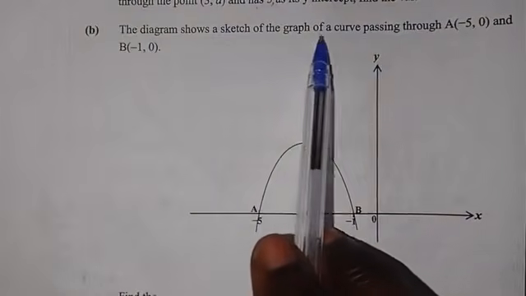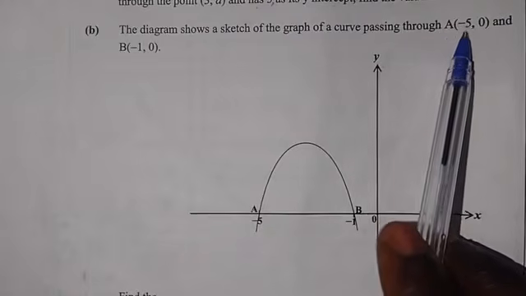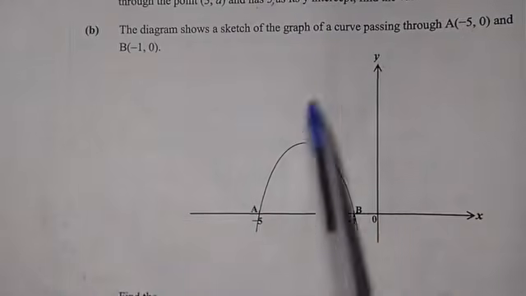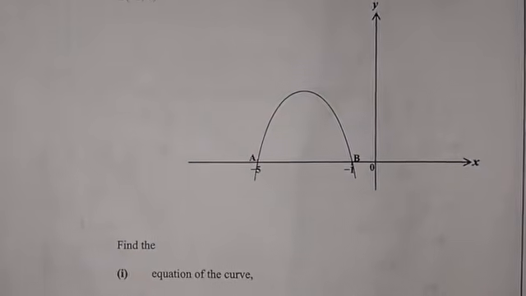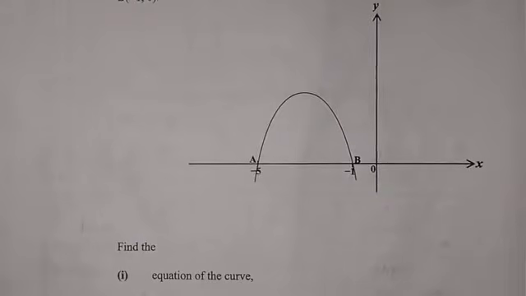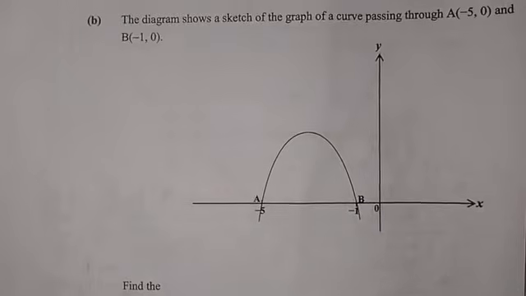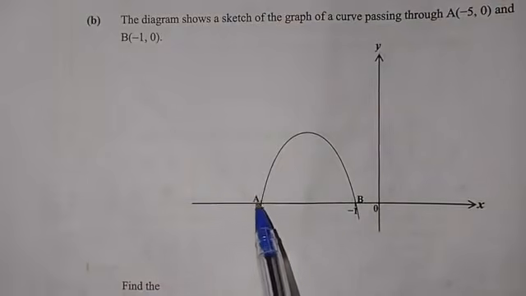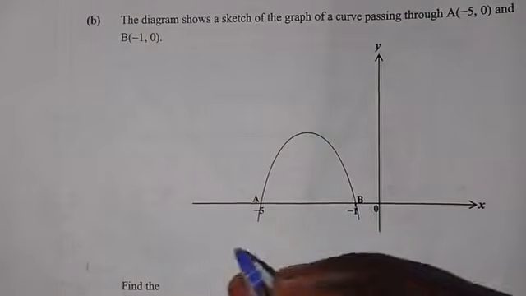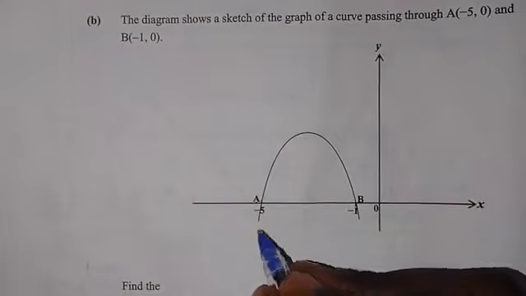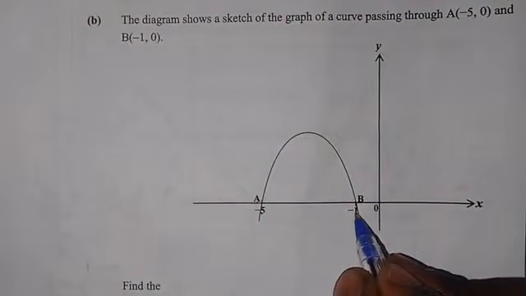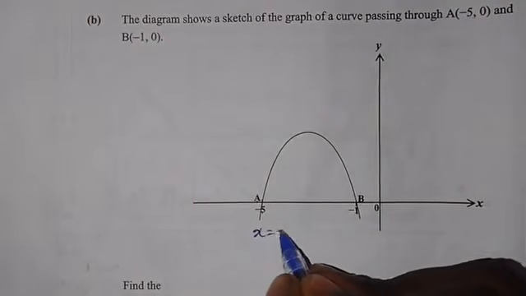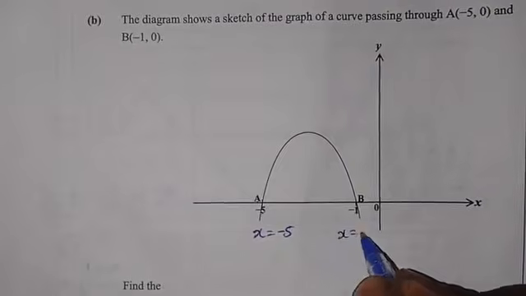The diagram shows a sketch of the graph of a curve passing through A (negative 5, 0) and B (negative 1, 0). So this is the graph, as you can see. So here, question 1, they are saying, find the equation of the curve. So we need to find the equation of this curve. Let's focus on the x-axis, where we have A and B. Here this is x is equal to negative 5, and this is x is equal to negative 1.